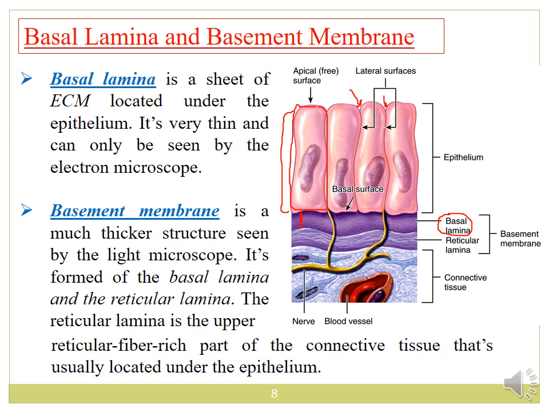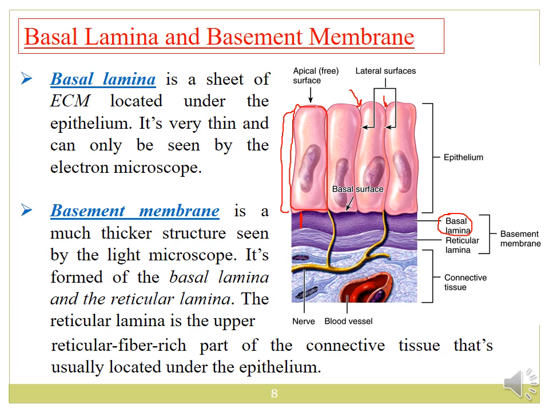Basement membrane is a much thicker structure seen by the light microscope. It is formed of the basal lamina and the reticular lamina. We know what basal lamina is, but what is the reticular lamina? The reticular lamina is the upper reticular fiber-rich part of the connective tissue that is usually located under the epithelium.